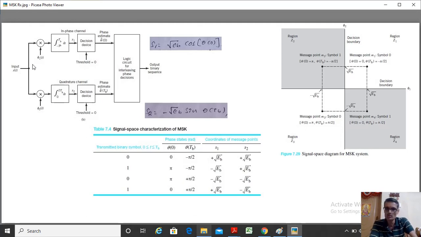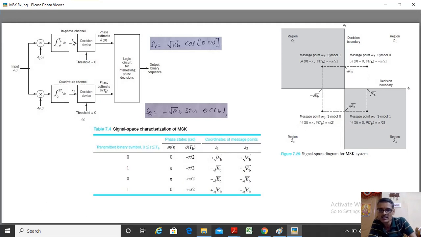X of t is equal to again s of t plus w of t, where w of t is additive Gaussian noise. That is the input signal with additive Gaussian noise. I'm using a correlator here, a multiplier followed by an integrator. Just look at the limits: minus Tb to plus Tb for phi 1 of t, and 0 to 2Tb for phi 2 of t. It is indicated over that interval.